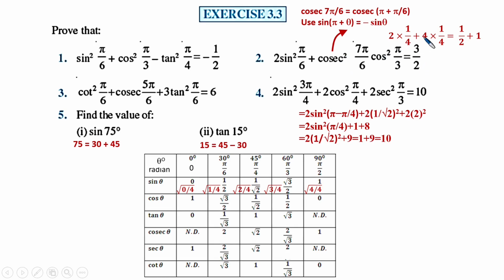So this will be 4. Cosec square pi by 6 is 2, and 2 square is 4, times cos square pi by 3. Cos of pi by 3 is 1 by 2, so the square will be 1 by 4. The 4 and 4 get cancelled, and 2 will go into 4 two times. So 1 by 2 plus 1 half plus 1, that is 3 by 2. So the answer is 3 by 2.